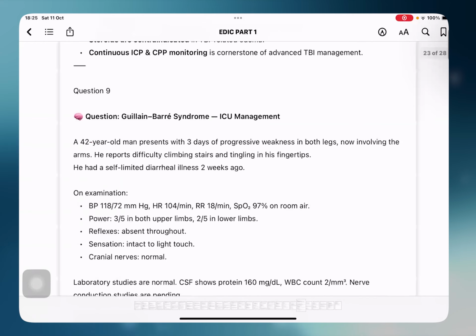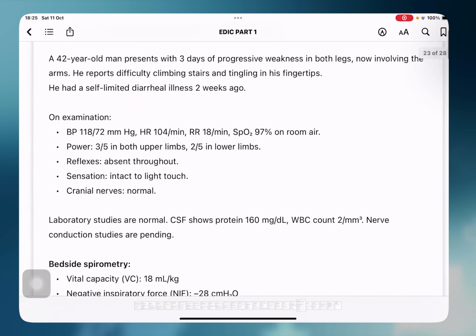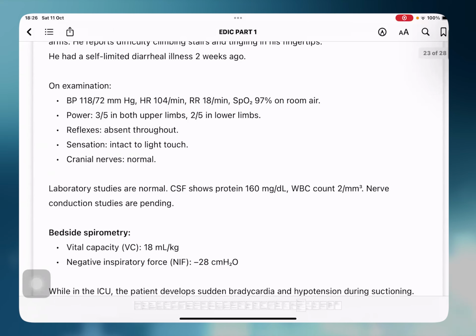So next question is management of Guillain-Barré syndrome. A 42-year-old man presents with 3 days of progressive weakness in both legs, now involving the arms. He reports difficulty in climbing the stairs and tingling in his fingertips. He had a self-limited diarrheal illness 2 weeks ago. BP is 118 by 72, heart rate is 104, respiratory rate is 18, SpO2 is 97. Reflexes are absent throughout. Power is 3 by 5 in both upper limbs, 2 by 5 in lower limbs.